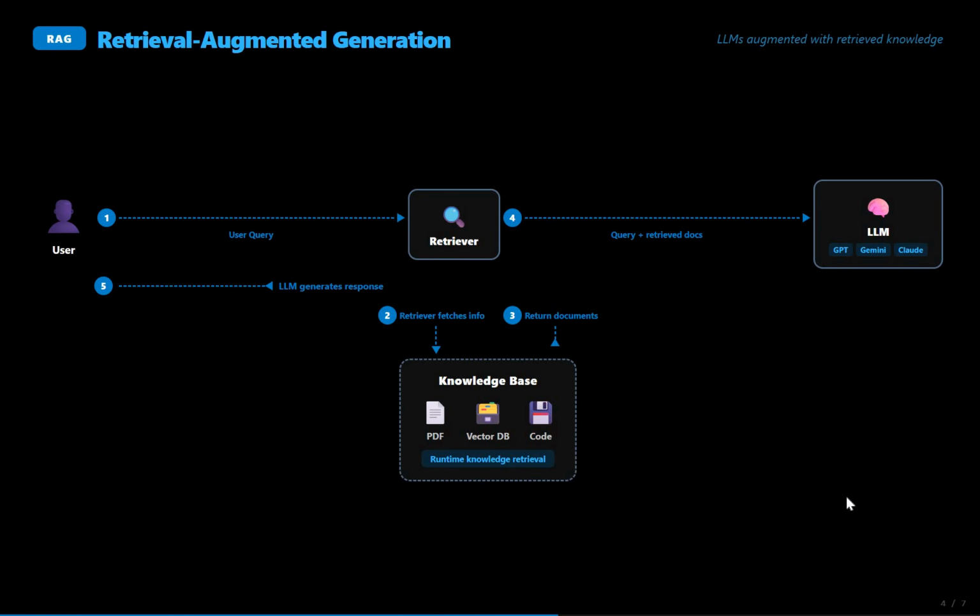Whereas RAG, Retrieval-Augmented Generation, solves the knowledge problem. LLMs are frozen in time. They don't know what's in your private docs, your latest database, or what happened yesterday. RAG fixes that in five steps. The user sends a query, and a retriever searches your knowledge base: PDFs, vector DBs, code. The relevant documents come back, and the query plus those documents are sent to the LLM. The LLM answers using fresh and real knowledge. No fine-tuning required.